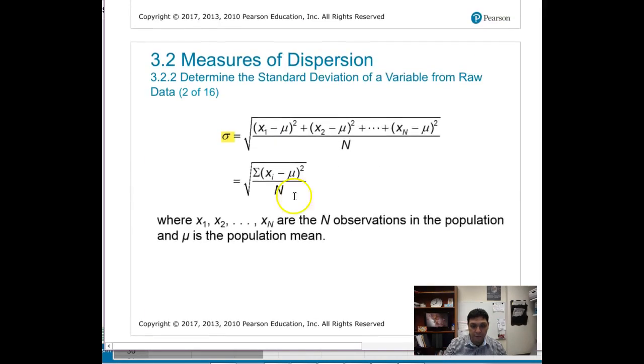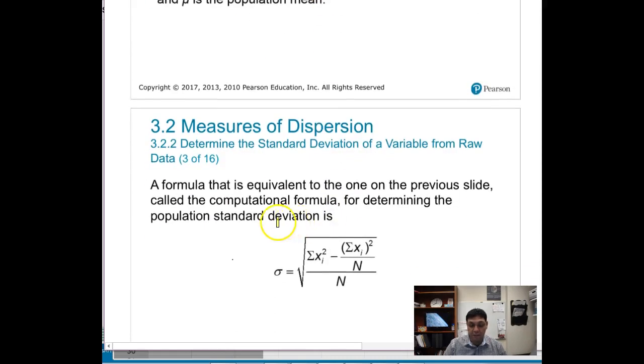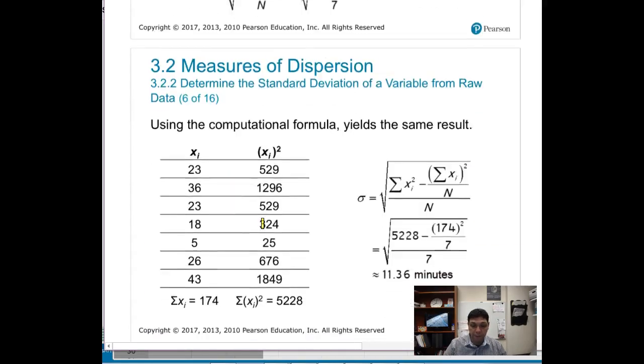Again, that's the formula for population standard deviation. Notice we're dividing by n, the total population size. So those are the differences. You're taking a sample versus a population.